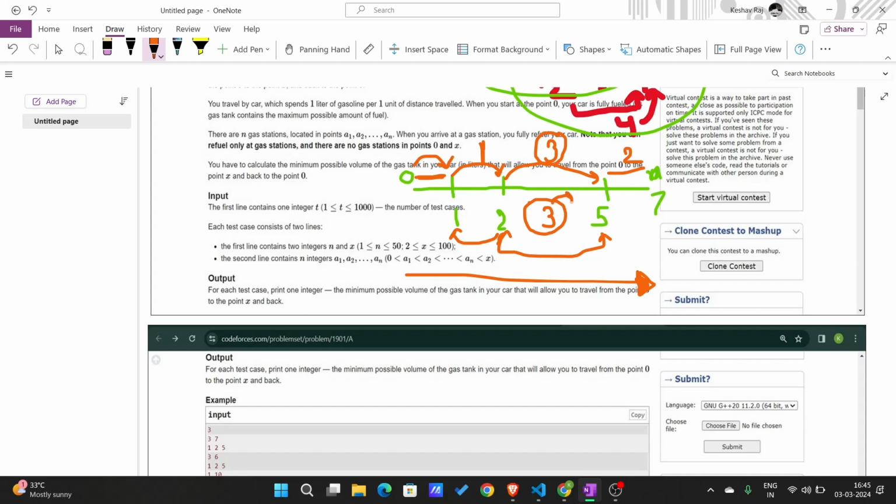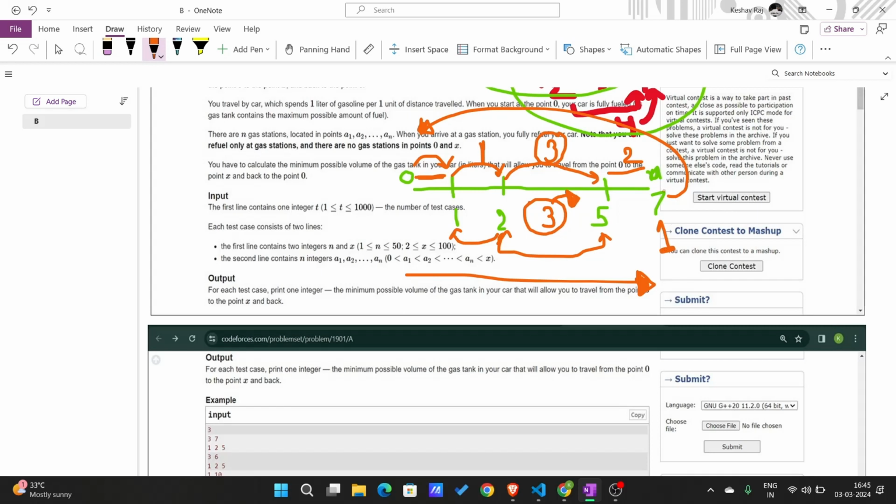So this is 3. And if I have 3 liters of petrol at the start, then I can move from 0 to 7. But now the question doesn't only tell us to go till 7, it also requires us to go from 7 to 0 again. So let's say you only had this 3 liters of petrol. Now from 5 to 7, how much petrol will it take? It will take 2 liters. Now you have 1 liter left at 7.